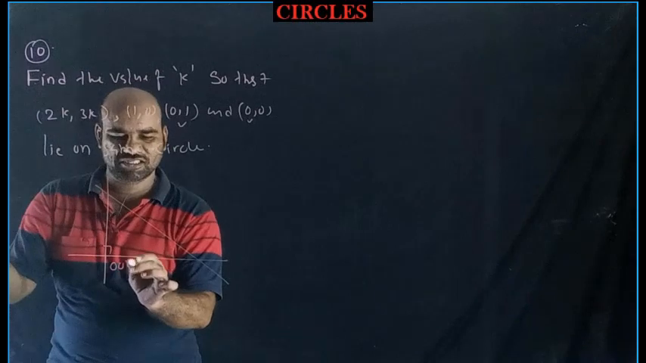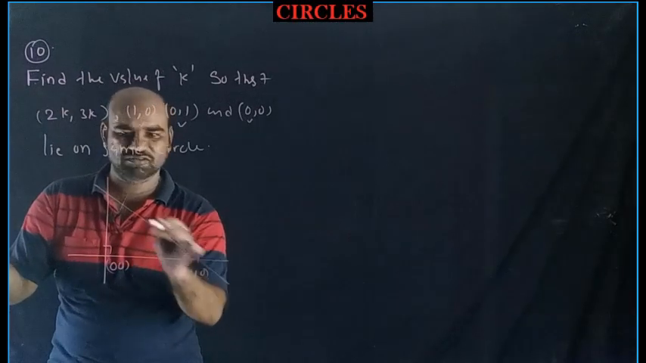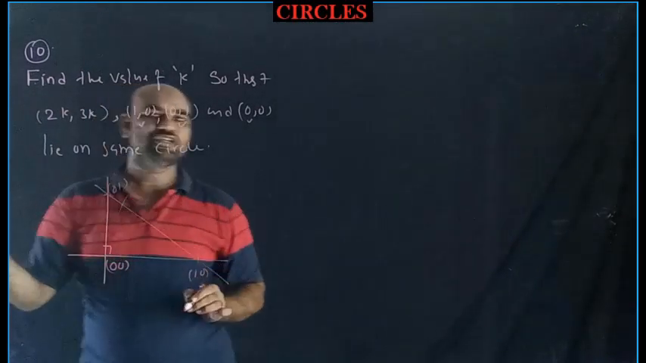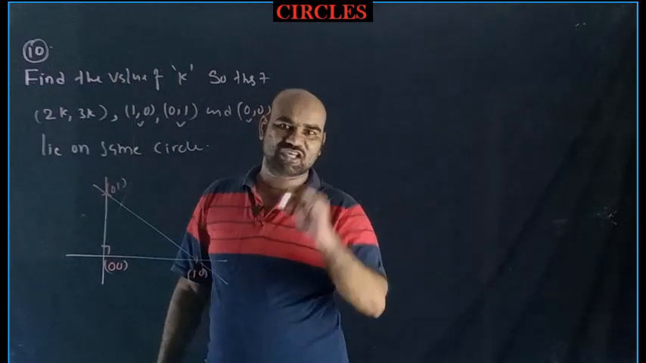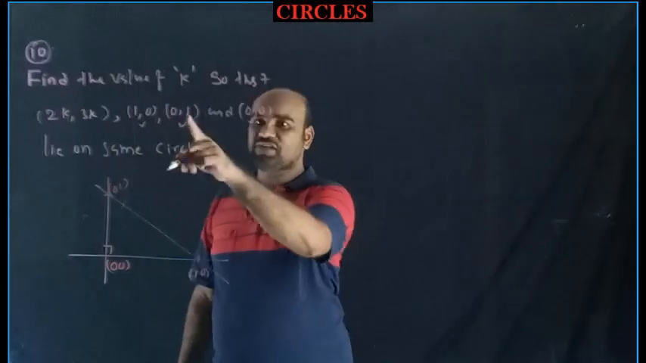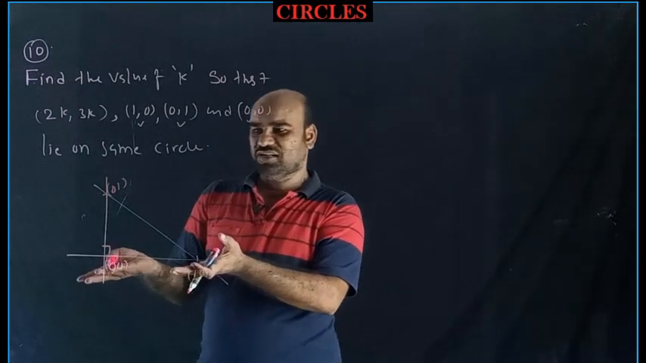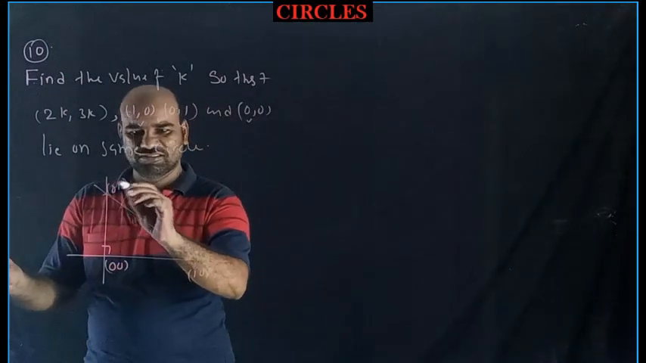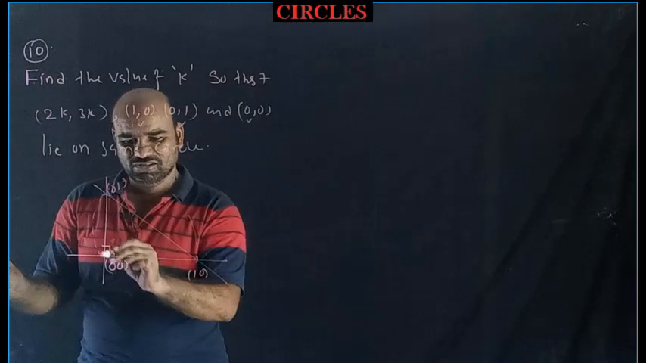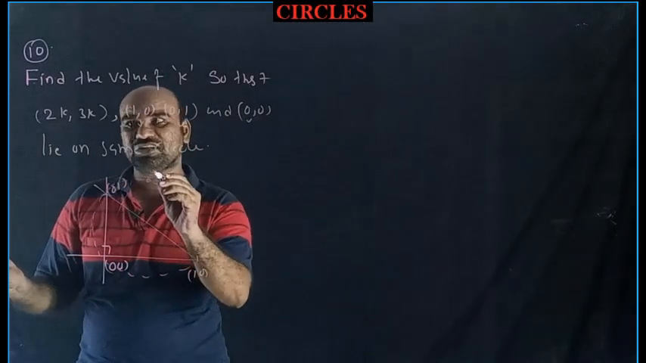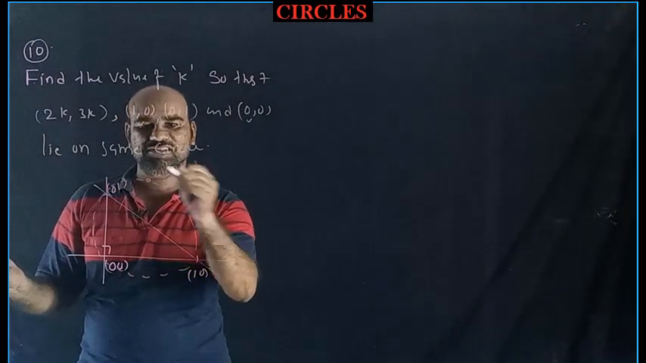Easy problem, I can say (0,0), (1,0), (0,1). Through 3 non-collinear points you can draw only one circle. Through these 3 points you can draw only one circle. Special problem, that is a right angle isosceles triangle. This is the circle. On the circle somewhere is the point (2k, 3k).